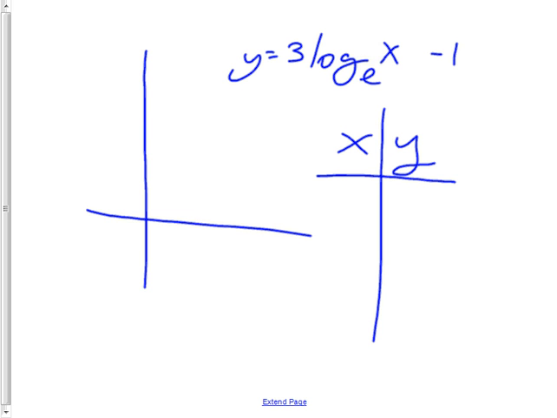So choose wisely. You want this little block right here to come out to a nice number. So you can times it by 3 and then subtract 1. Give me an x that you could put in that would work pretty nice.